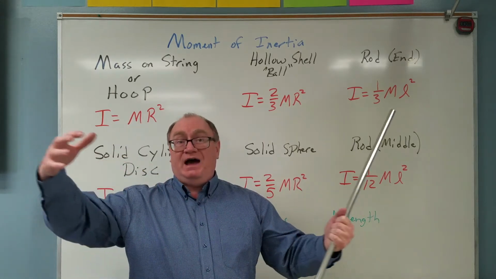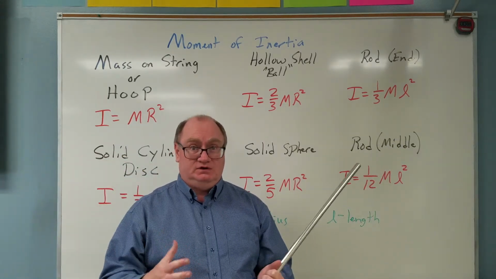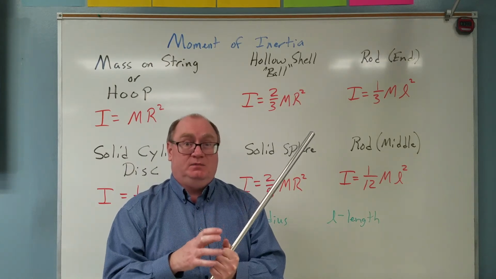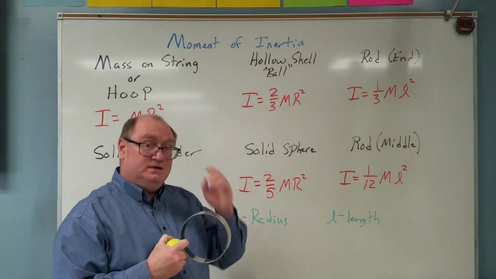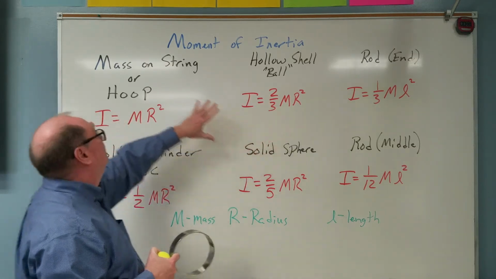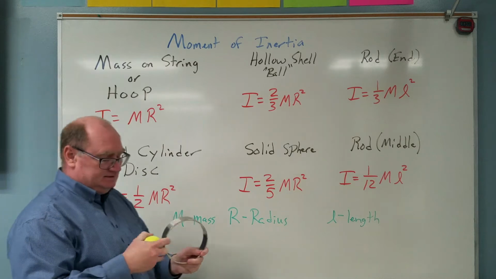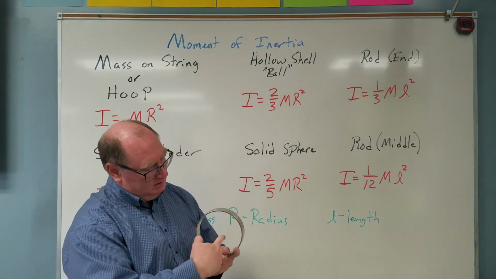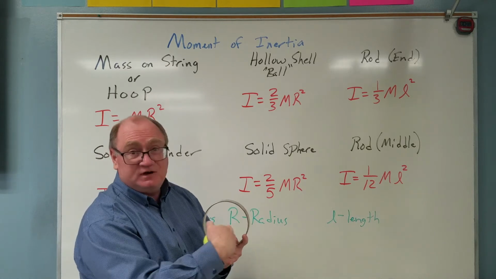The further out the mass, the greater the moment of inertia. The closer the mass is to the point that it's rotating around, the smaller the moment of inertia. One of the reasons why there's a difference between a ball shape, like a sphere, and more of a cylinder is think about how this looks. See here, all the mass is still that radius from the center.